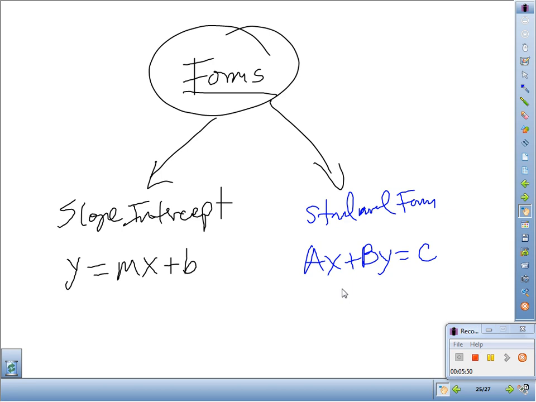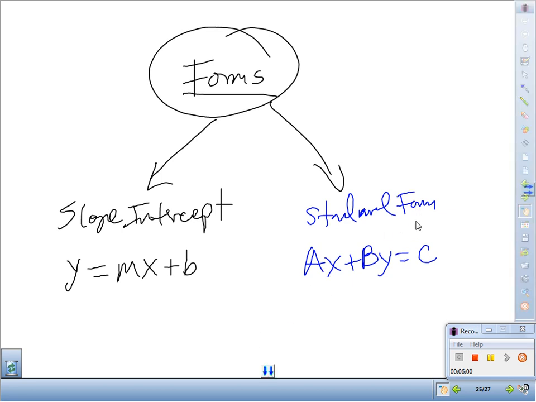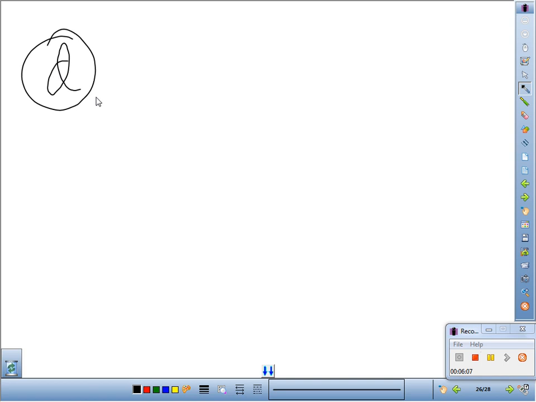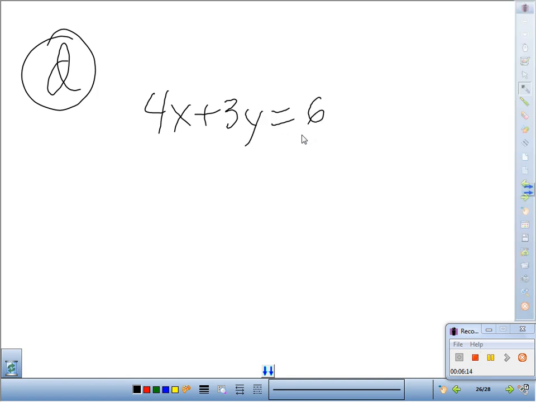I'm going to write a couple of equations. You tell me if it's slope-intercept or standard form. You don't have to copy these. Ready? Here we go. Just some practice. Look up, please. Example Q. Ready? 4x plus 3y equals 6. What is that? Yes, this is standard form.